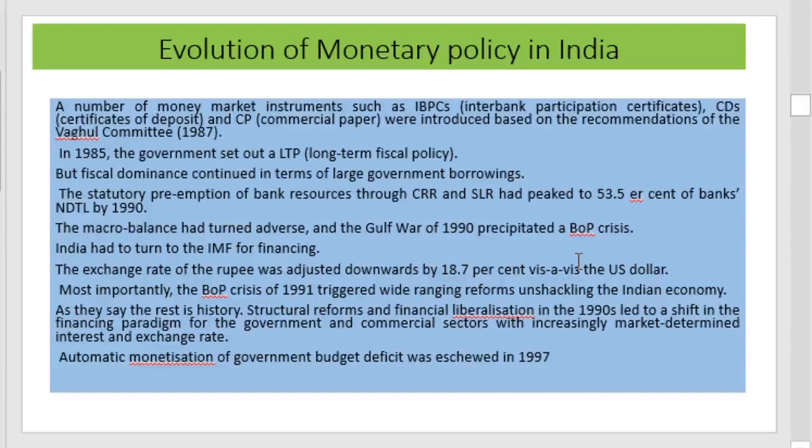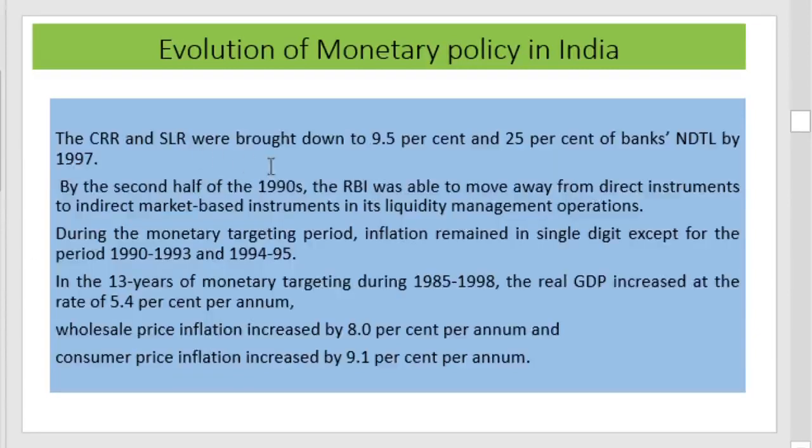Due to the developments that happened in the Indian economy during this period, the CRR and SLR were brought down to 9.5% and 25% of bank NDTL. By the second half of the 1990s, the RBI was able to move away from direct instruments to indirect market-based instruments. And during the monetary targeting period, inflation remained in single digits except for 1993-94.